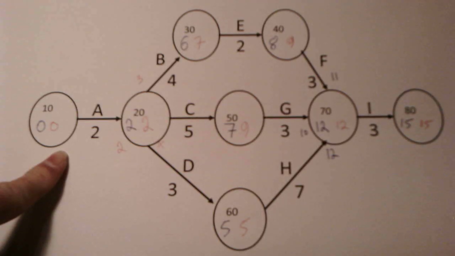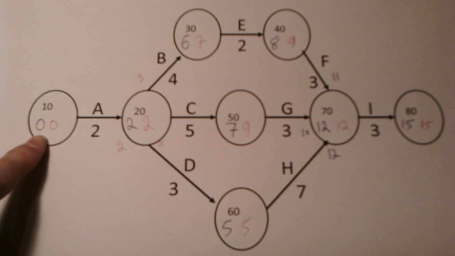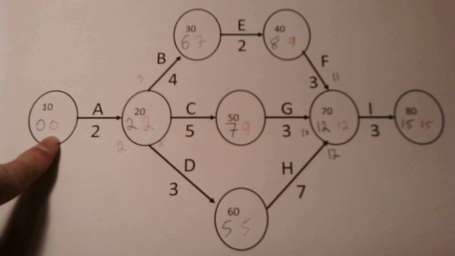We now have the latest event time for each activity on the network diagram. If the latest time in the beginning node were not 0, that would be an indication that we'd made a mistake somewhere, because the start time must be 0. It certainly shouldn't be a minus number, and it shouldn't be bigger than 0. 0 is the time we start the project.